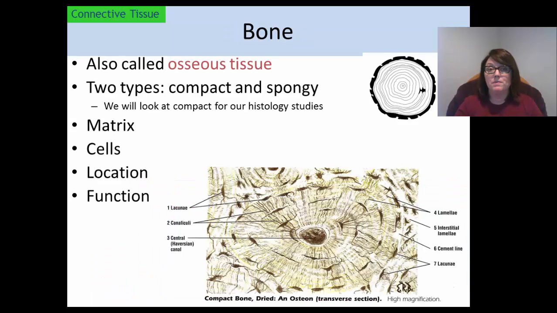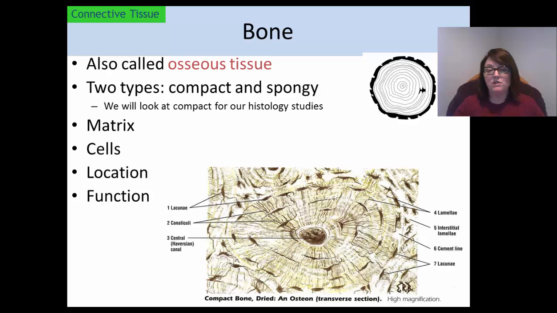Next up is bone. Bone is also an unusual connective tissue because it has a matrix that is solid rock, basically. Bone tissue is also called osseous tissue, and there are two main types of bone tissue we find in the human body, compact bone and spongy bone. For purposes of this lecture, I will be only talking about compact bone.